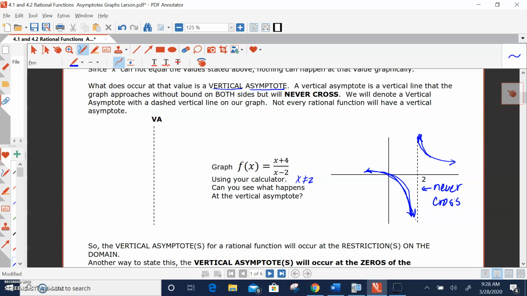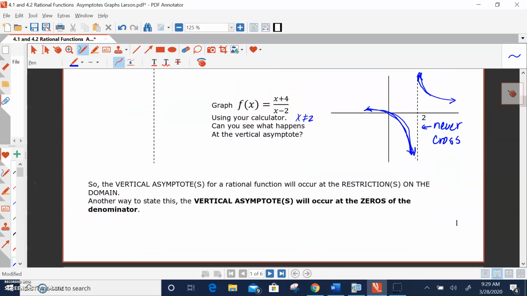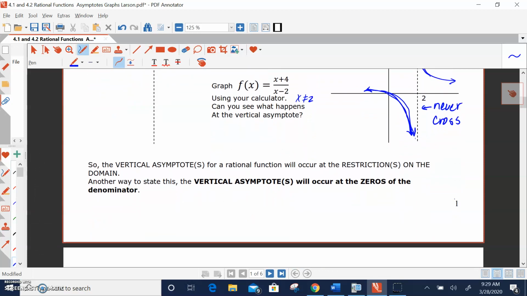So it's a dividing line. We got to see what happens on the left and what happens on the right. And so that vertical asymptote is going to occur at the domain restrictions. Another way to say that is that the vertical asymptotes will occur at the zeros of the denominator. So basically, we're looking at what makes the denominator 0. That's where our vertical asymptotes will occur.